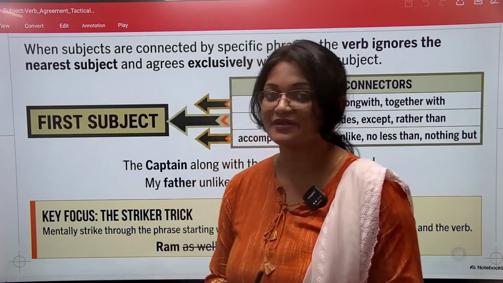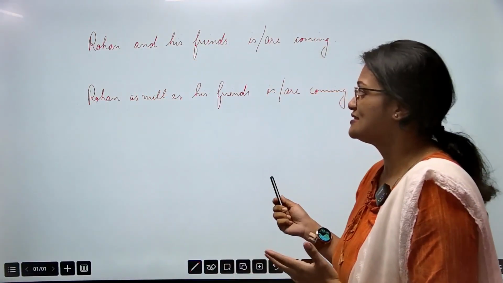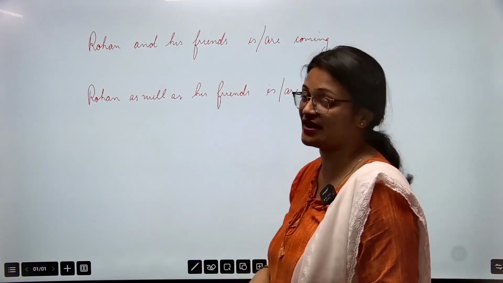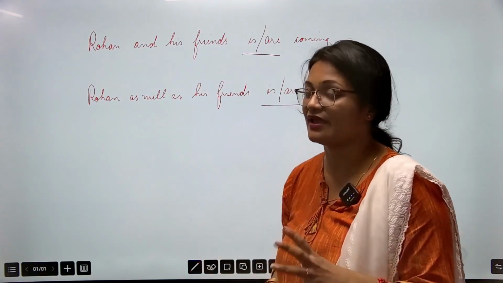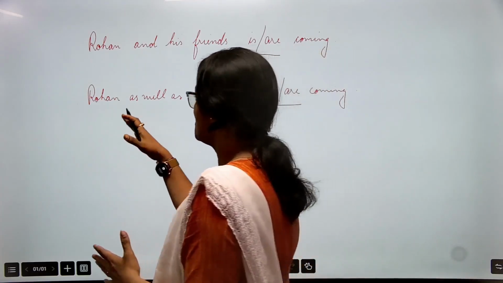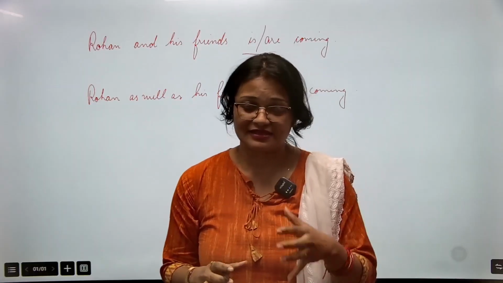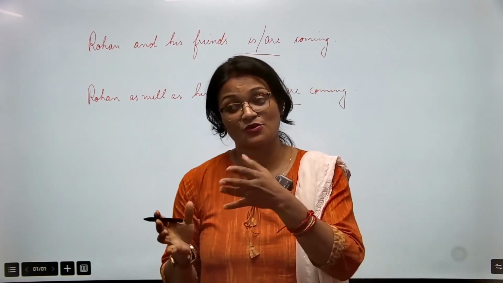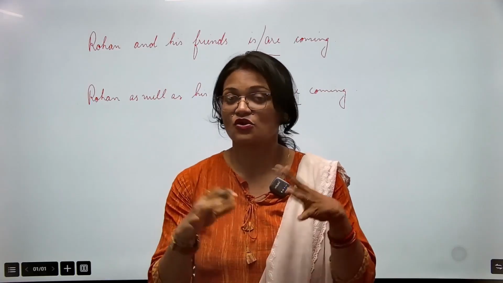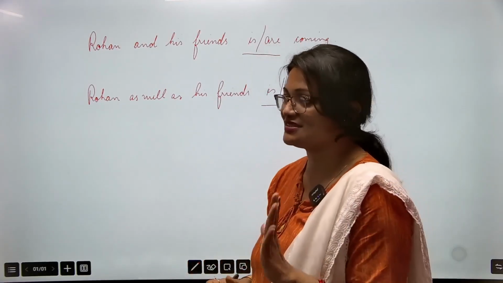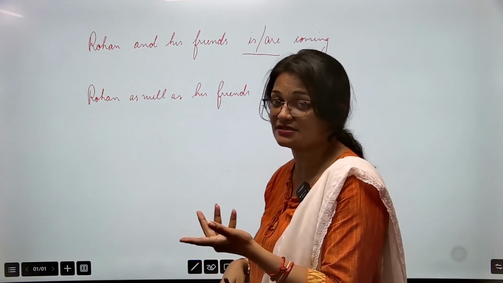Let's see one simple example. So I have these two sentences here. The first sentence says Rohan and his friends is or are coming. So we will check. And the second sentence says Rohan as well as his friends is or are coming. So the meaning is somewhat similar. Means Rohan is coming as well as his friends are coming. So many people are coming. But let's check the verb. As we know, is the singular verb and are is the plural verb.